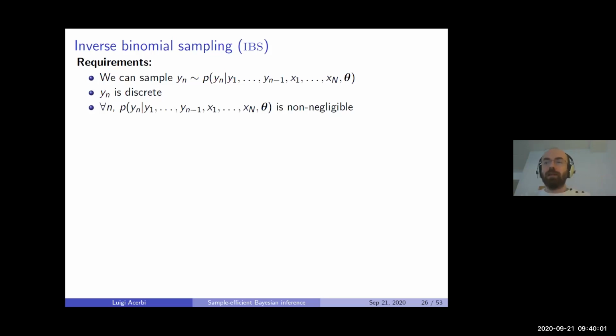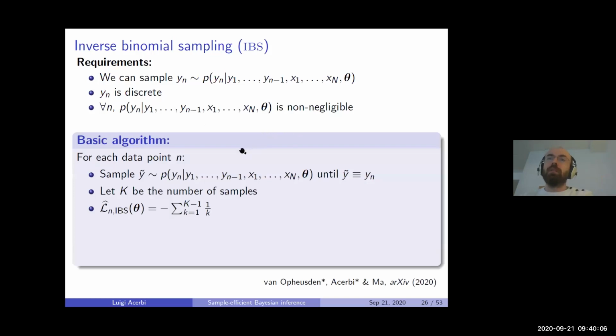And the reason why will be clear immediately. So the argument for IBS is just simple. For each data point, you sample from your model, and you keep sampling until the synthetic data points that you generated match the true data that you have. You count how many times you sampled, and you call it K.